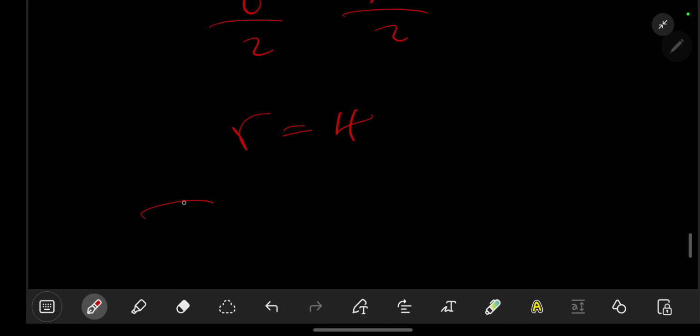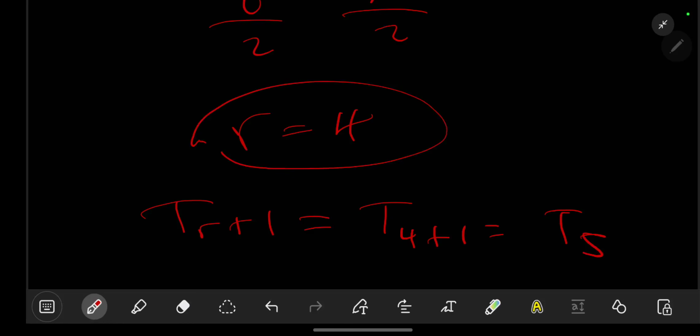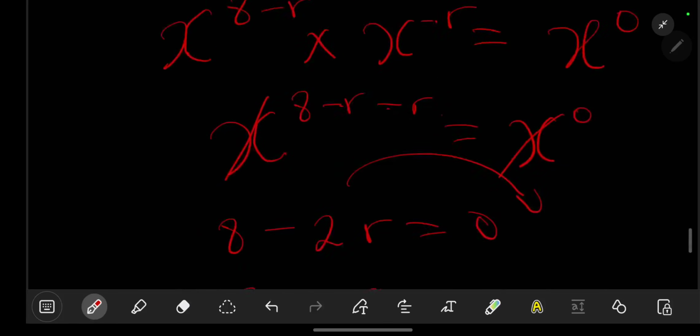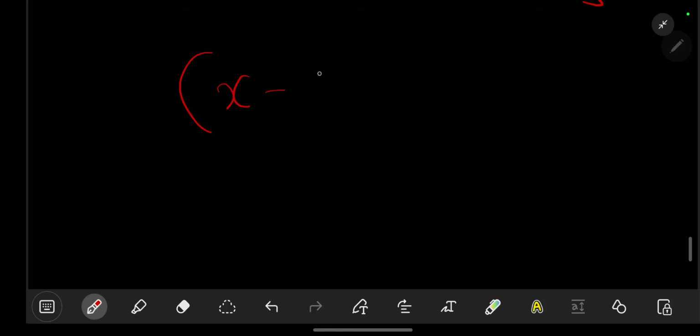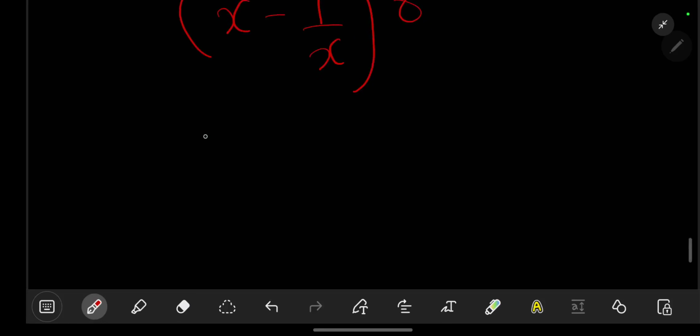So now, your t was saying r plus 1. So that means to say the term will be equal to 4 plus 1, which is equal to term number 5. If your r is 4, your term is number 5. So now let's find the value. We now know the value of r for the equation that says x minus 1 over x to the power of 8. So we are going to have something that is like this.